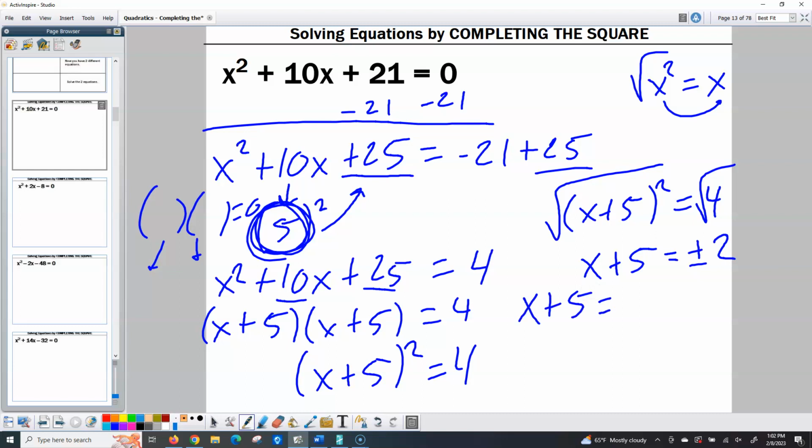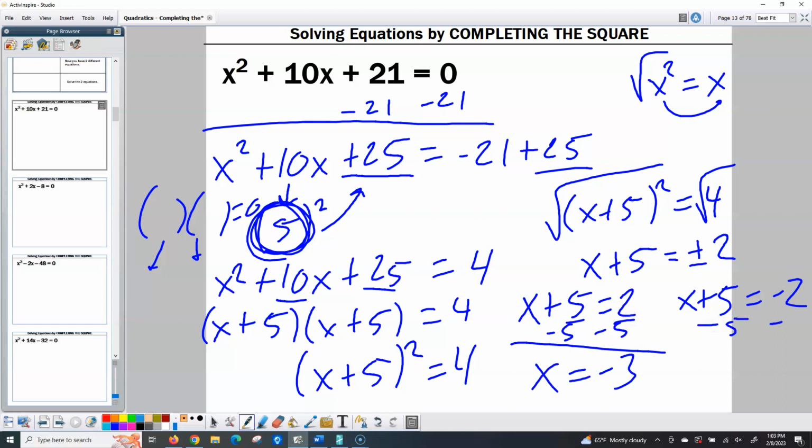I got x plus 5 equals 2, or x plus 5 equals negative 2. So the plus or minus 2. The equation on the left is positive 2. The equation on the right is negative 2. And then I've just got two little baby equations there. Going to subtract 5, that's x equals negative 3. Subtract 5, that's x equals negative 7.